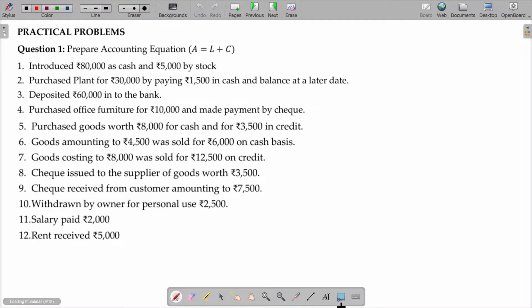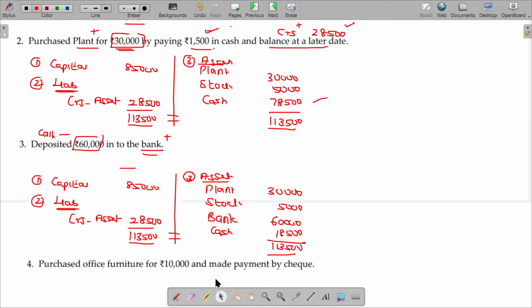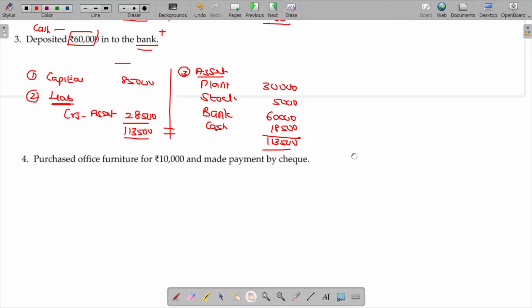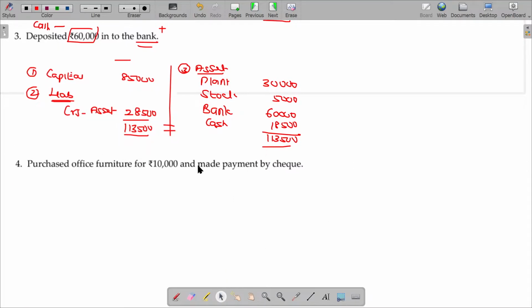Now let's move on to the fourth transaction. Let's see what happens in the fourth transaction. Purchased office furniture. A new asset comes in, to be added to the assets, paid by check. Then there's a payment from the bank account, so the bank account will be reducing. The asset side will get affected, but in the liability side we don't have any changes.